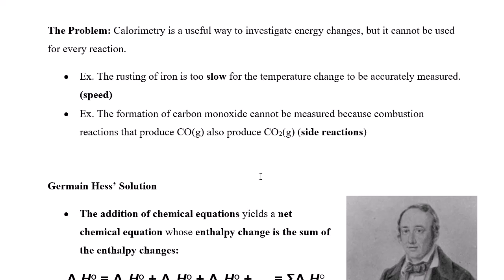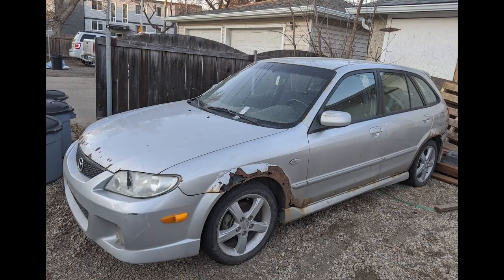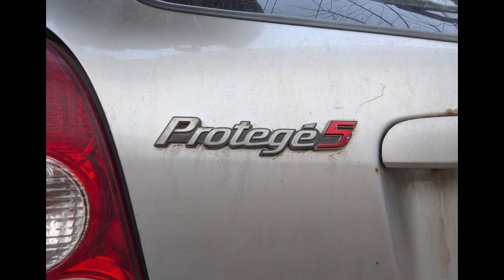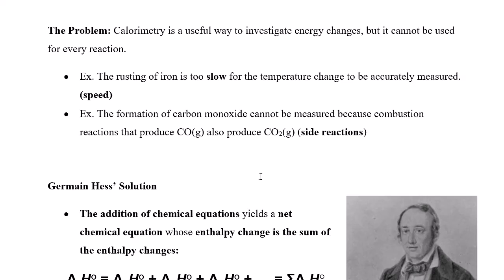I have a beautiful automobile, Mazda Protégé 5. Hallelujah. It's got a Ascente goo on the badge. Hallelujah. And it's rusting like crazy, but luckily it's a slow reaction. It takes many years for the car to completely rust. Hopefully a couple more years in my case.